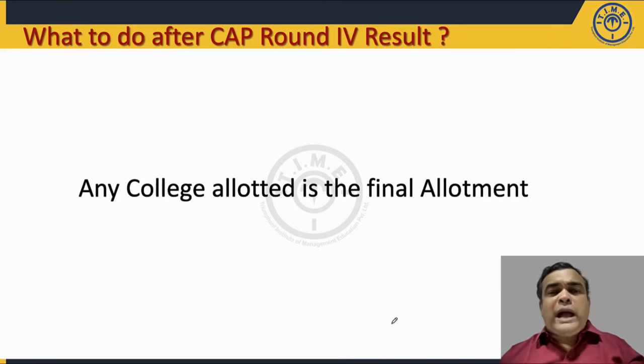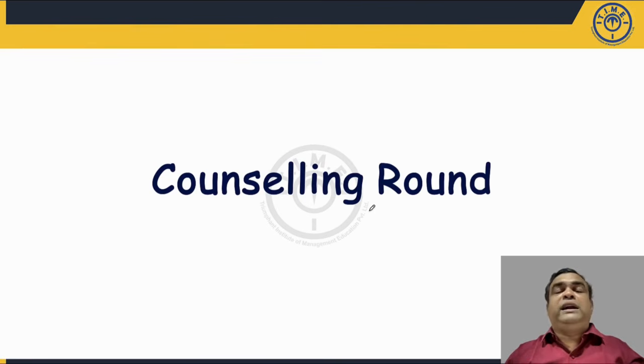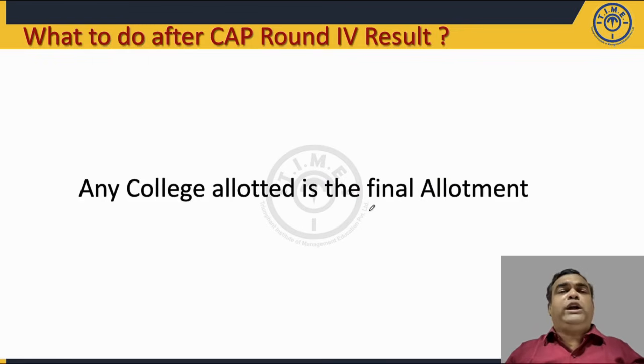Now what happens? Suppose somebody took the admission in a college. After taking admission, he changed his mind, let's say, I don't want this college, or some other college waitlist got clear, and he withdraws that admission. So after CAP round 4, if any seats are vacant, there is one more round which is conducted, that is the counselling round. But this counselling round will be conducted only if seats are vacant. There is no guarantee that this round will be conducted. So somebody who has not been allotted a college at all has to try next year.